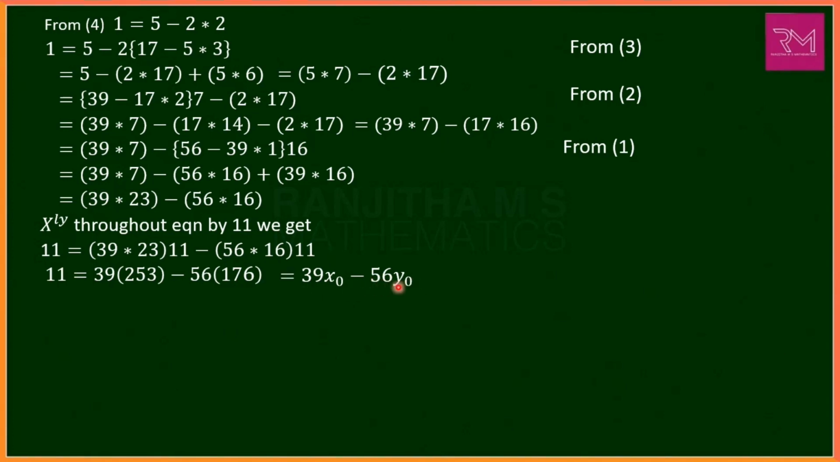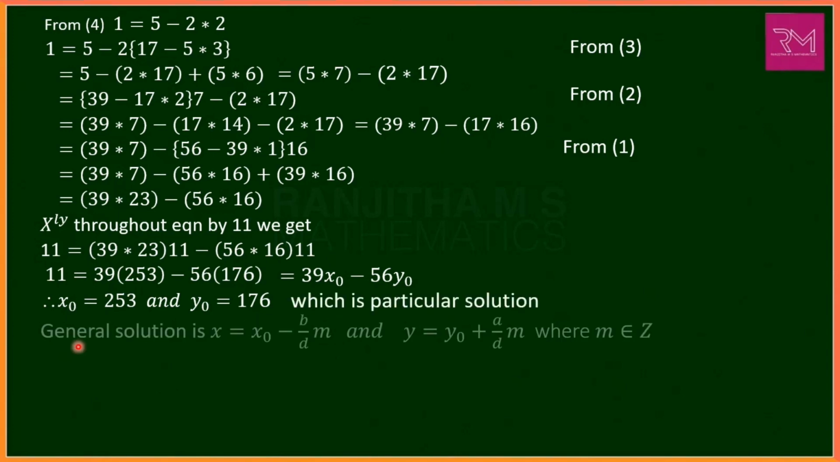So this is a solution for a linear Diophantine equation with x0 value equal to 253 and y0 value equal to 176. So this is a particular solution for the given linear Diophantine equation. Next, we have to find the general solution for the linear Diophantine equation.